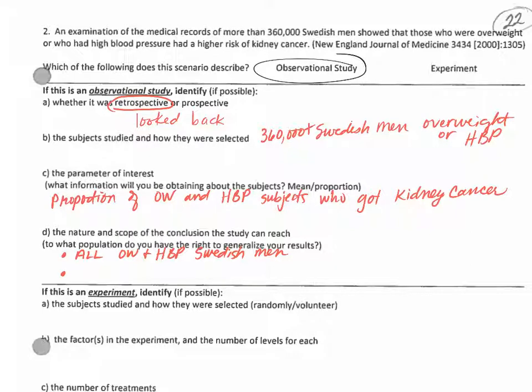And then can we draw a cause and effect relationship? No cause and effect. I cannot say that if you are a Swedish man who is overweight, your overweightness causes kidney cancer. No. Now, we might be able to say there is a positive relationship, that those who are more overweight have a higher risk. We can conclude that. We'll talk about that in another chapter later. Okay, moving on.